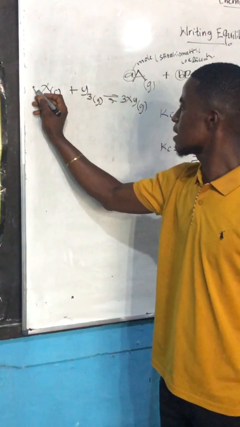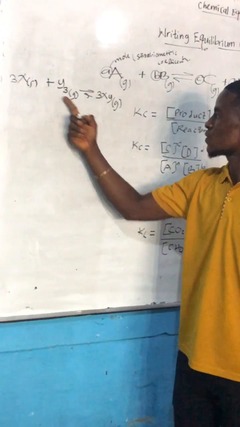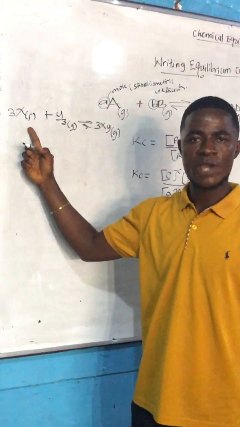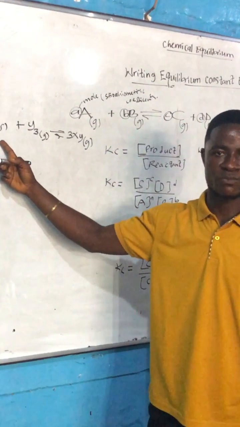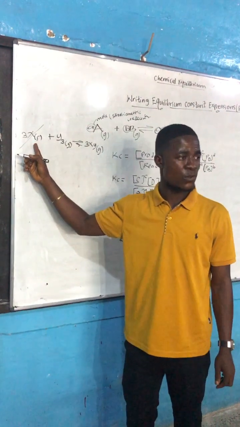Now in this case, this here is 3. This is X, this is 3, this is Y, and this is Y, is 3. So the reaction is balanced. But this is solid, and we are saying that solids do not appear in the equilibrium constant expression, because you have the same concentration already. So here, this is going to go out.